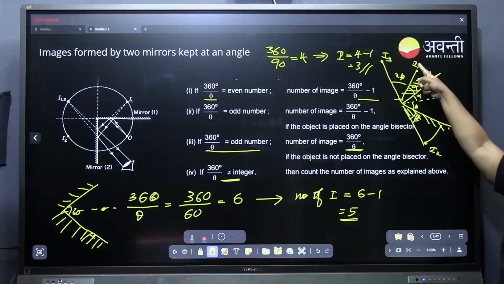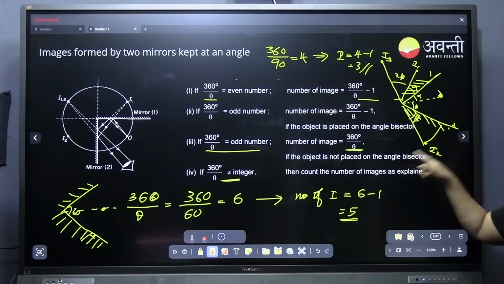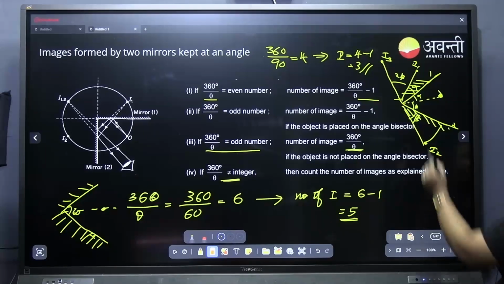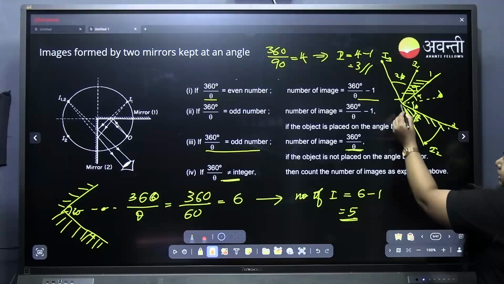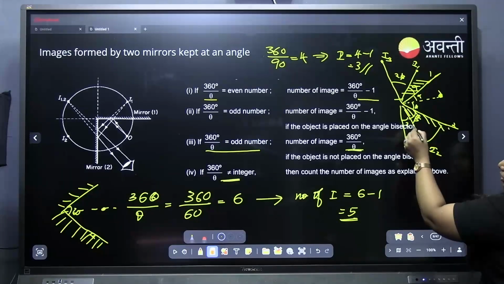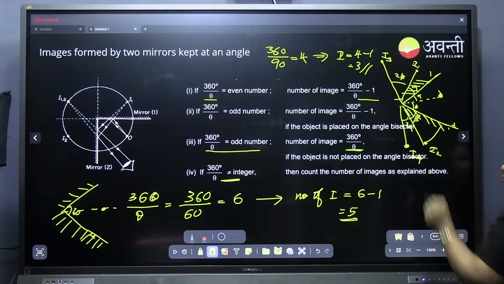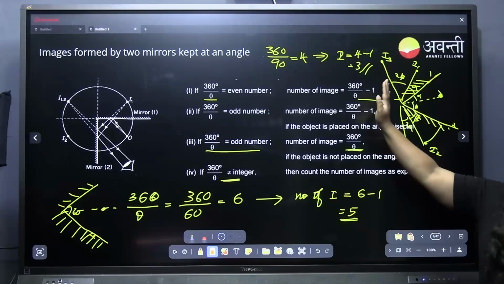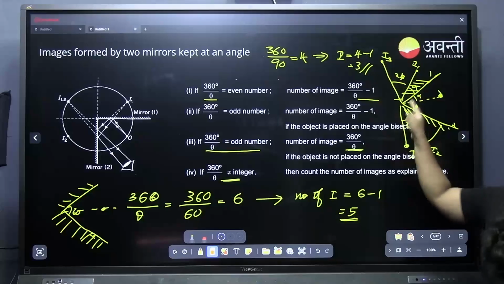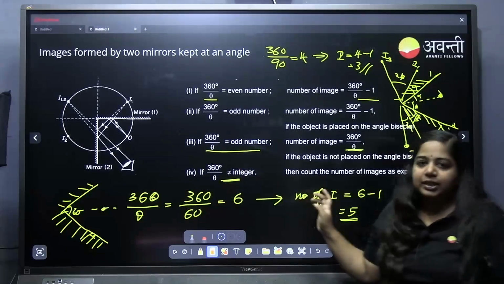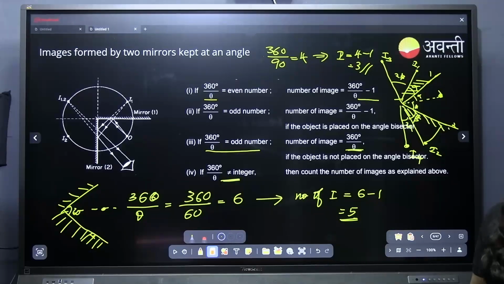Next one, image 1 will have an image on this side. So that is equal to beta plus 2 alpha. So beta plus 2 alpha, you will get image 4. Like that you can go up to 360 degrees, and we can count the number of images if 360 by theta is not an integer. I hope I am clear on that.